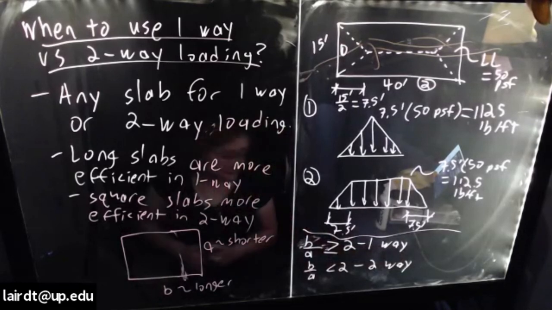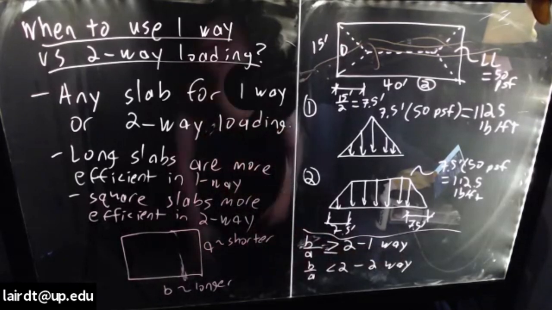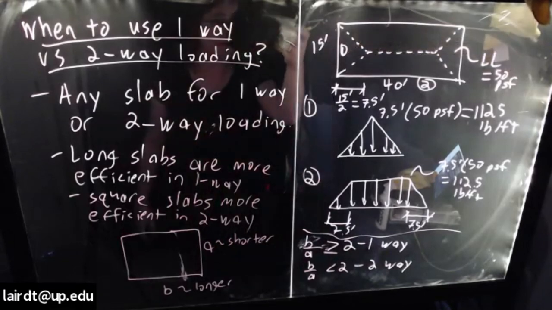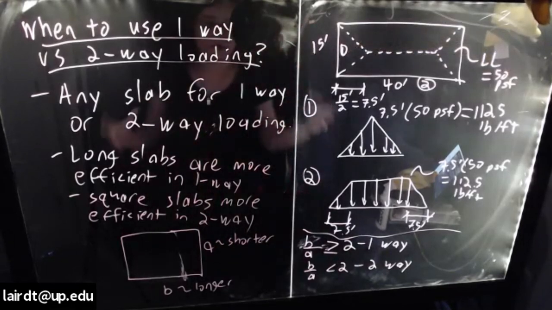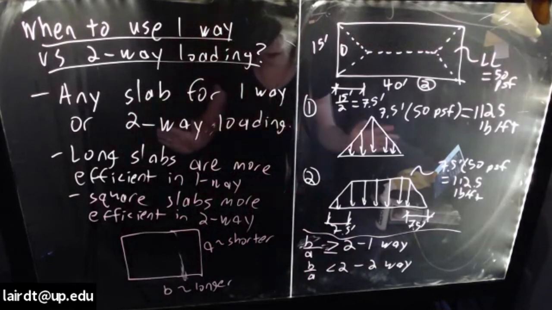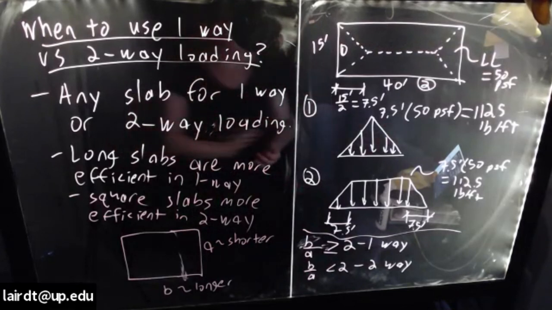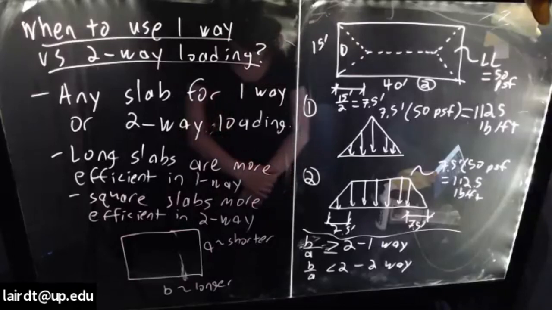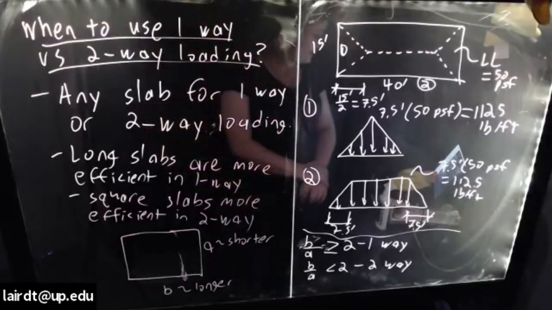And again, you can design any aspect ratio slab to be one-way or two-way loading, just depending on how you lay out the rebar, at least with a concrete slab. But generally, in terms of structural efficiency, the longer the slab is, the more efficient it becomes to use one-way loading. All right, any questions on this?